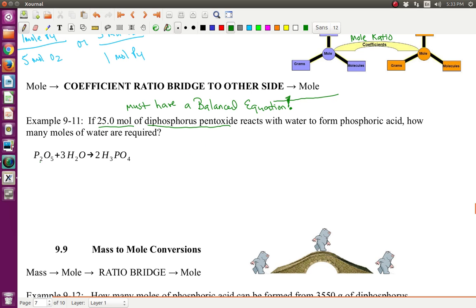So you look down here, you said there, diphosphorus pentoxide is this first molecule. You'll say, look, there's not 25 moles there. The recipe only calls for 1 mole. That's true, but I'm going to use more than that because I'm going to create more than that. I'm going to have 25 moles. So I write the amount that I'm given underneath.